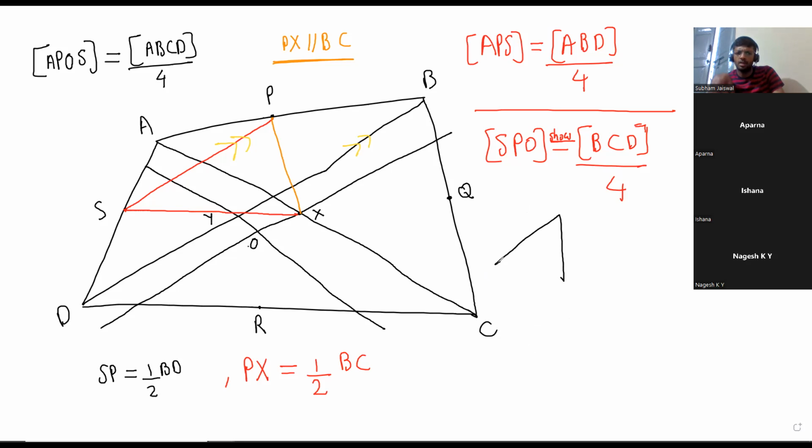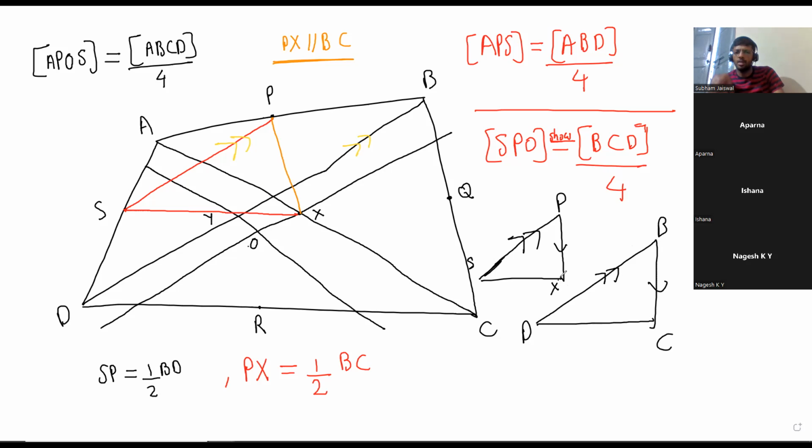Yes, Nagesh? Yeah, then they'll be similar. Right, similar. So this SPX and DBC. Already we know that SP is parallel to BD and PX is parallel to BC. But obviously that is not enough. Is that enough to say they are similar? No.